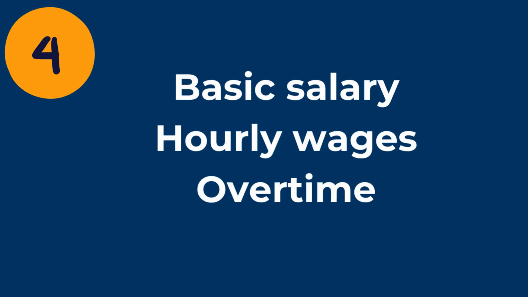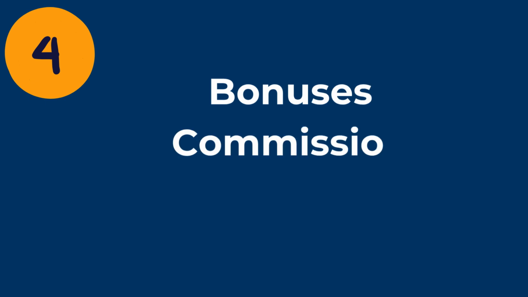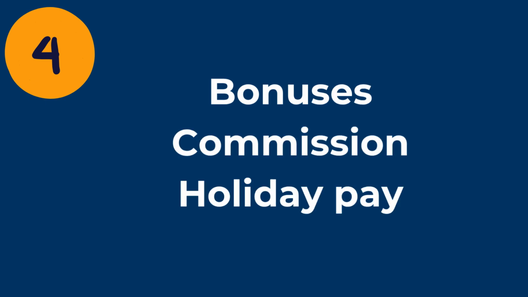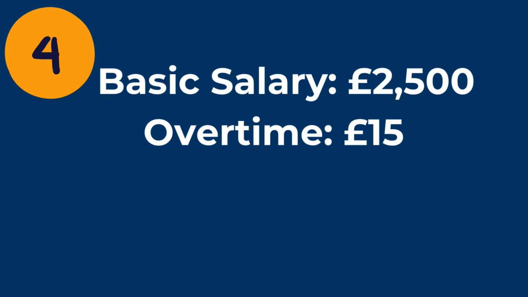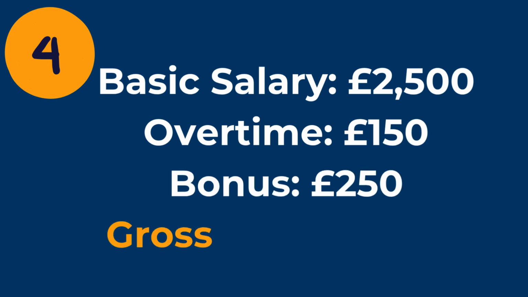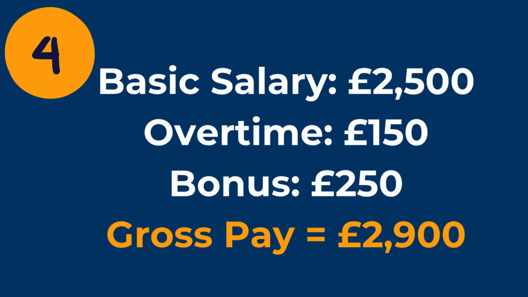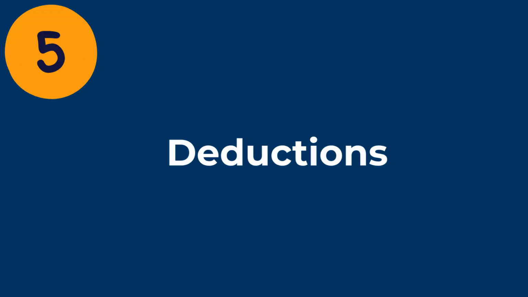Gross pay is the employee's total earnings before deductions. It may include basic salary, hourly wages, overtime, bonuses, commission, and even holiday pay. So for example, your basic salary is £2,500. And then you have overtime of 150, and then your bonus of 250. So your gross pay at the end of it, adding your basic salary, overtime, and bonus together, is £2,900 per month.